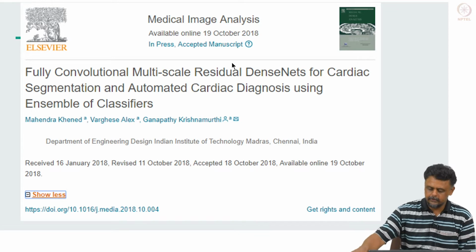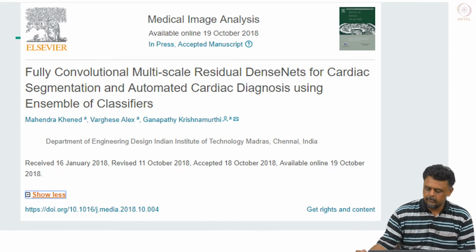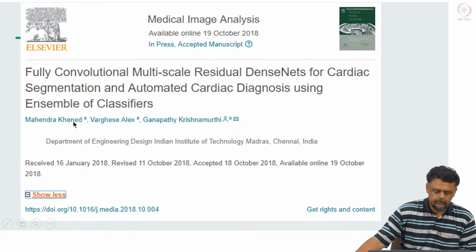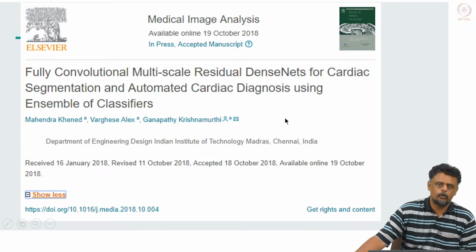Okay. So, my PhD students are co-authors in this paper along with me, Varghese and Mahindra Kenneth. Mahindra will actually walk you through some of the code and some pieces of this algorithm later on. I will just give you an overview right now.